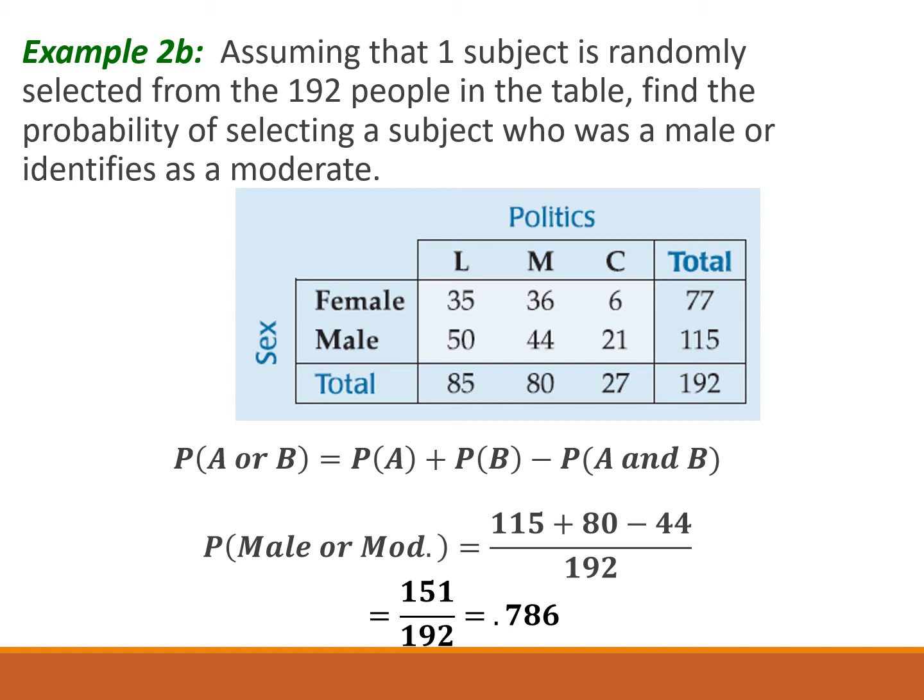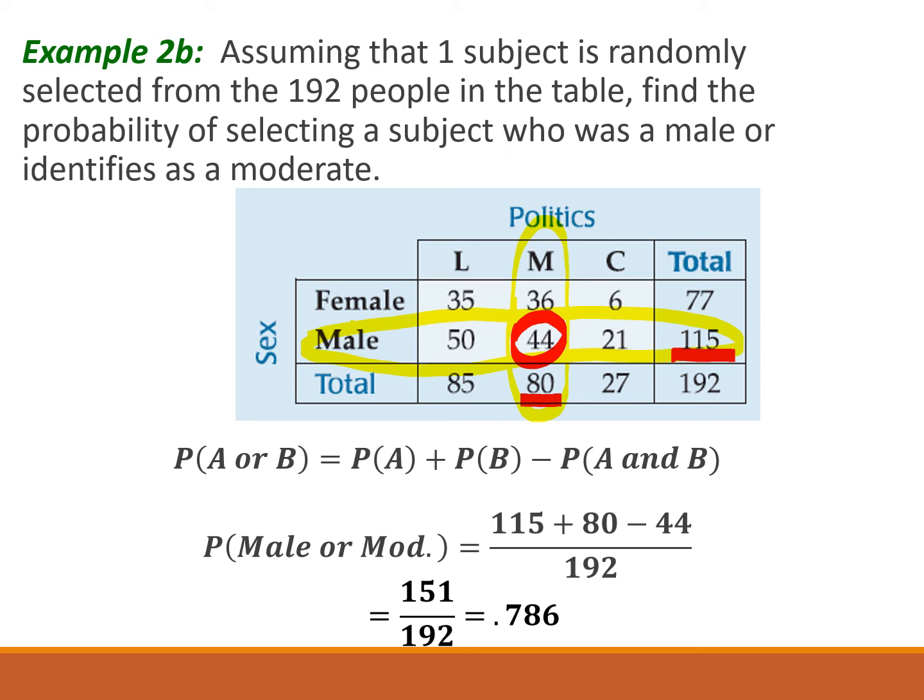So when we look at this, let's start off by looking at the males. We can see that there are 115 males in our table here. Okay, moderates is this middle column. There's 80 moderates. And we can see that there's an overlap between the two, namely this 44 in the middle. So we would add all 115 of these males and all 80 of these moderates.